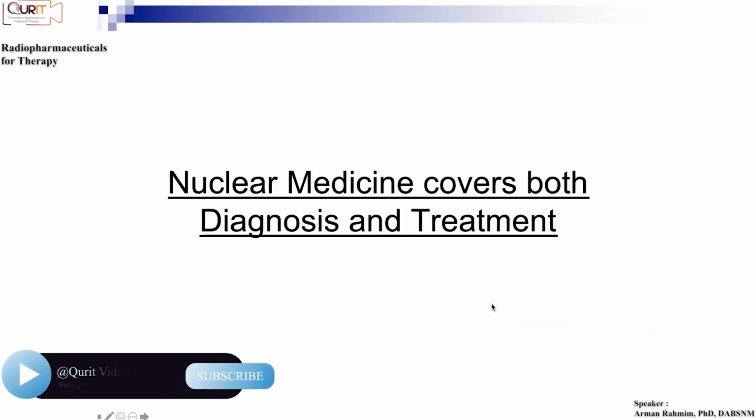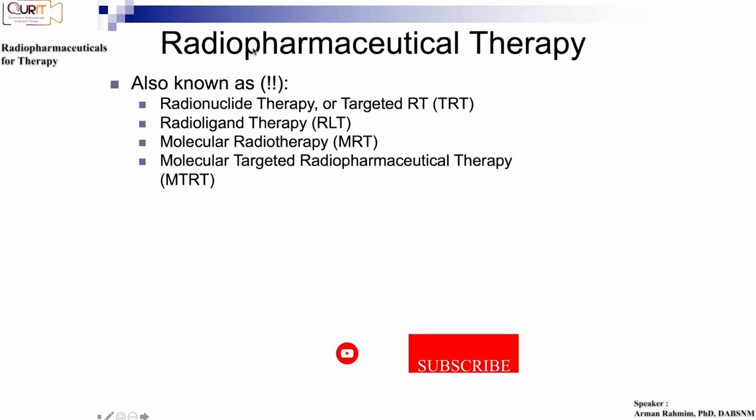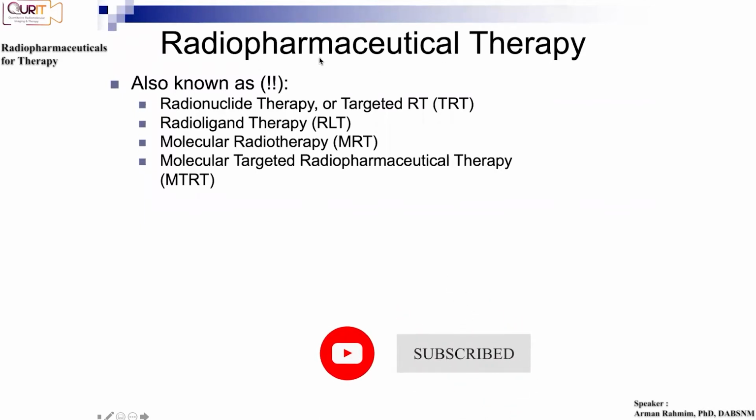Nuclear medicine covers both diagnosis and treatment. We've said this before. So this aspect of radiopharmaceuticals used for therapy is increasingly being called radiopharmaceutical therapy, but it has been known, and continues to be called, by many different names, and that might create some confusion, but these are all the same. So: radionuclide therapy or targeted radionuclide therapy; radioligand therapy is another name that is being used, for example, at least for a subset of these methods. Molecular radiotherapy, I like this name because it emphasizes that radiotherapy is not just external beam radiotherapy. You also can do internal through a molecular mechanism. It's a very exciting name, I find. And also molecular targeted radiopharmaceutical therapy.